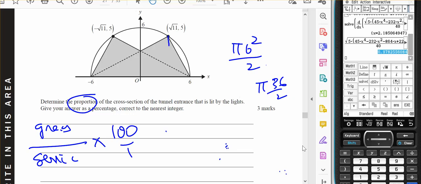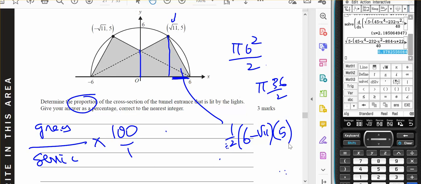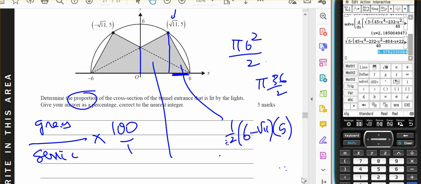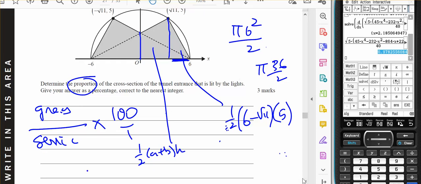So the grey area, how do I get the grey area? I can see a triangle and a trapezium. It's symmetrical. So of this triangle, it's a half times the base, and the base will be 6 minus root 11. And the height is 5, so that's the triangle. For the trapezium, I'm looking for a half, a plus b, times h. So I've got a half. a will be this height, I don't know that height. b will be this height, which is 5, times the height of the trapezium, which will be root 11.